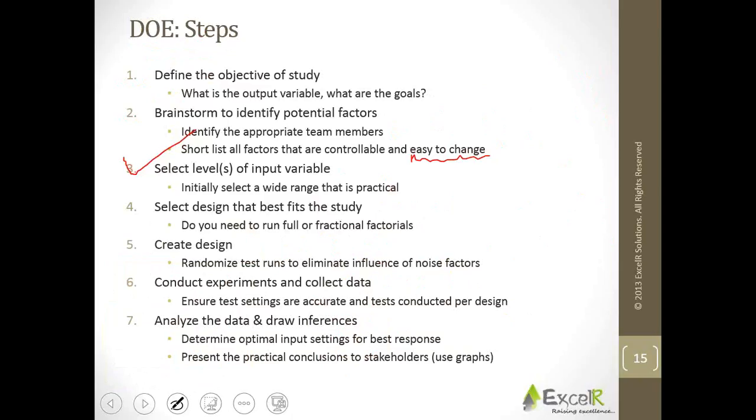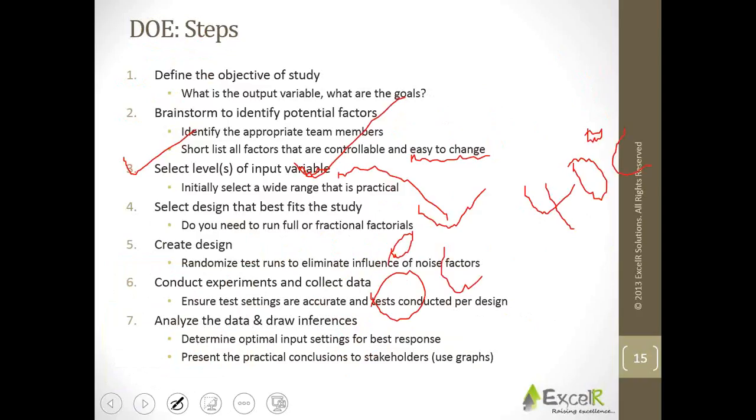Next thing is select levels of input variables. Initially you select a wide range that is practical. Input range, right? What are the various inputs? Levels basically. That means if I have temperature, you select a broad range. Let me do it from 0 to 40 degrees. You select a broad range initially. That is what you will have to do.